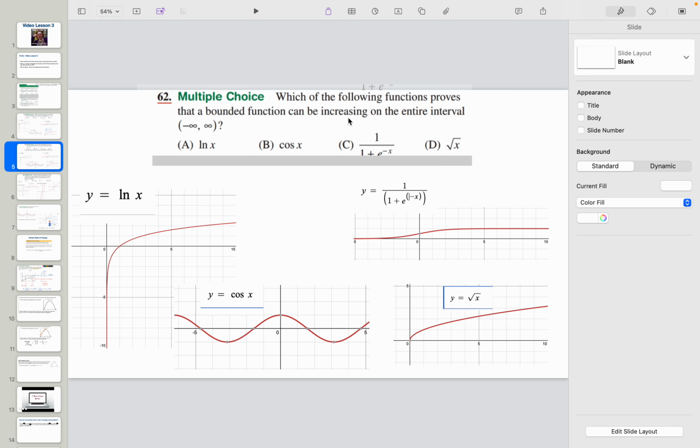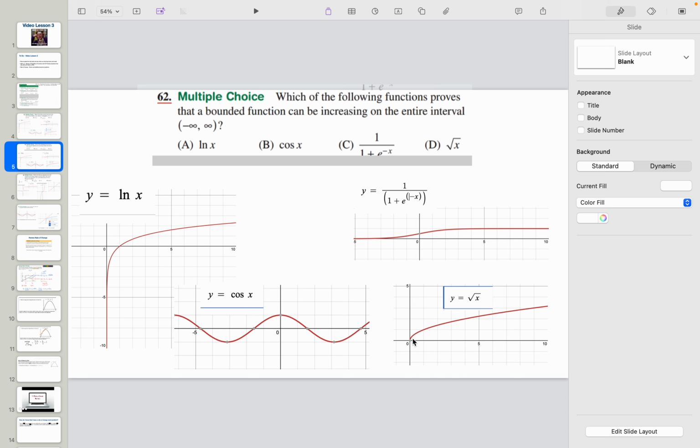The second one: which of the following functions proves that a bounded function can be increasing on the entire interval? So you can see why this is practice with the vocabulary. A bounded function, right? So this is a bounded function. Cosine is bounded between here and here, but is it always increasing? No, sometimes it's decreasing and sometimes it's increasing.